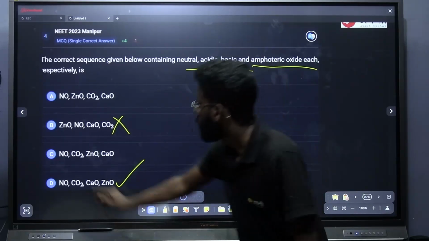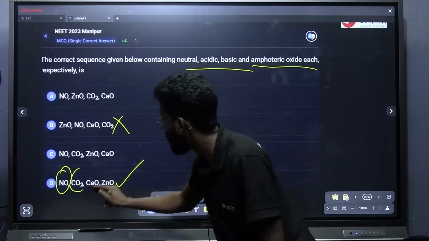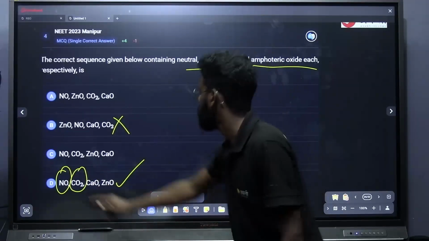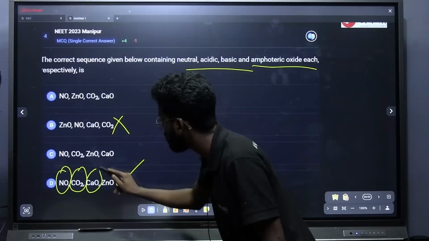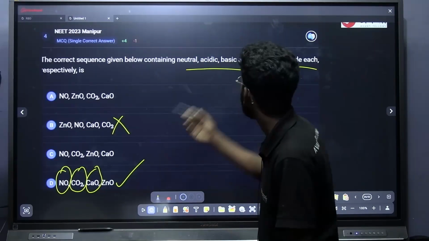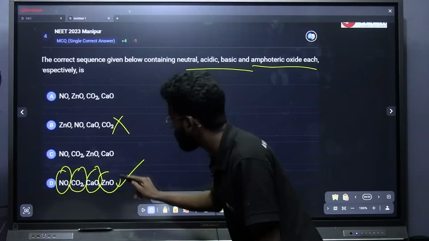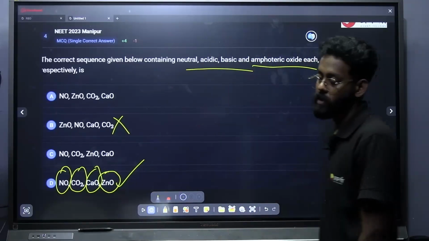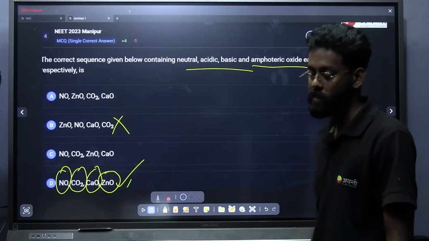We can see, NO is a neutral oxide. Yes, correct one. Then acidic. Carbon dioxide, it is acidic because it is a non-metallic oxide. Then basic. Basics are metallic oxides. Calcium oxide. Calcium is a metal, so it is a metallic oxide. Metallic oxides are basic in nature. And ZnO, zinc, we all know that it is amphoteric in nature, so option D is the correct one. Very good. Done, everyone?